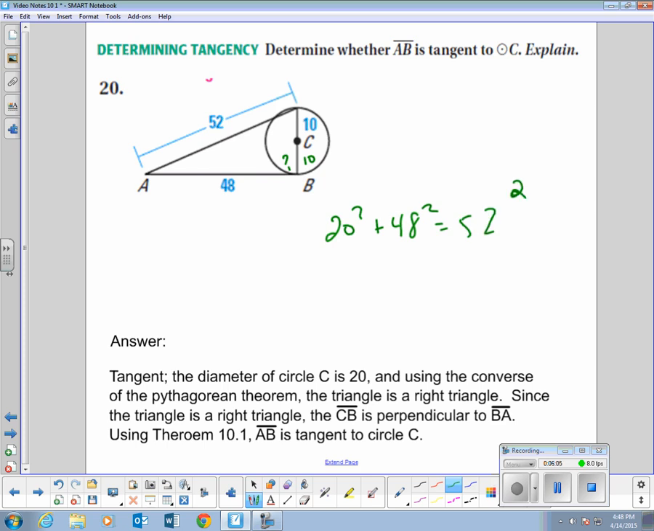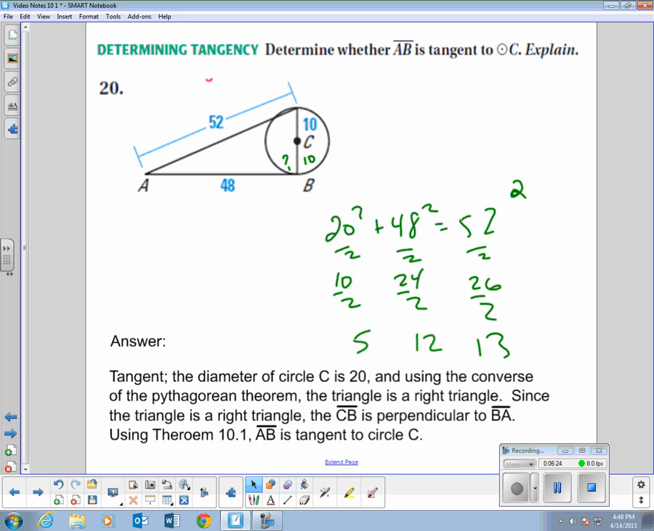Did you look and check to see if that's a Pythagorean triple? This can be divided by 2, which makes that 10. This is divided by 2, which makes that 24. This divided by 2 makes that 26. Oh, look, we can divide it by 2 again, and we get a 5, 12, 13 Pythagorean triple. It's good to know those Pythagorean triples. Remember, we're going to start checking those on the next few theorem quizzes, the formula quizzes that we have.